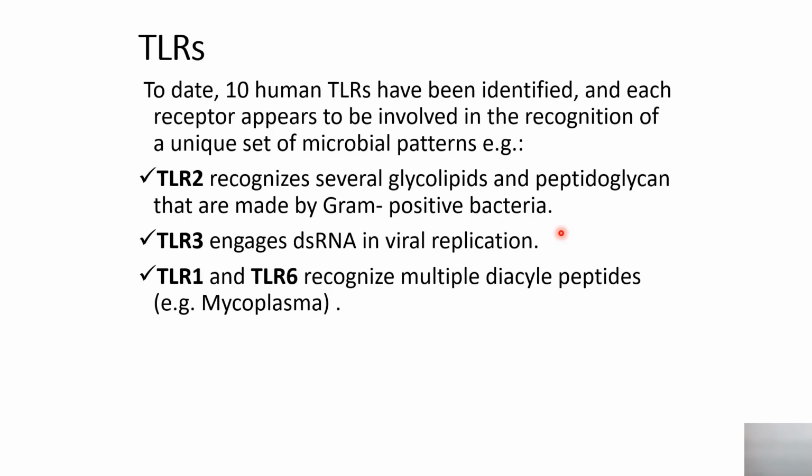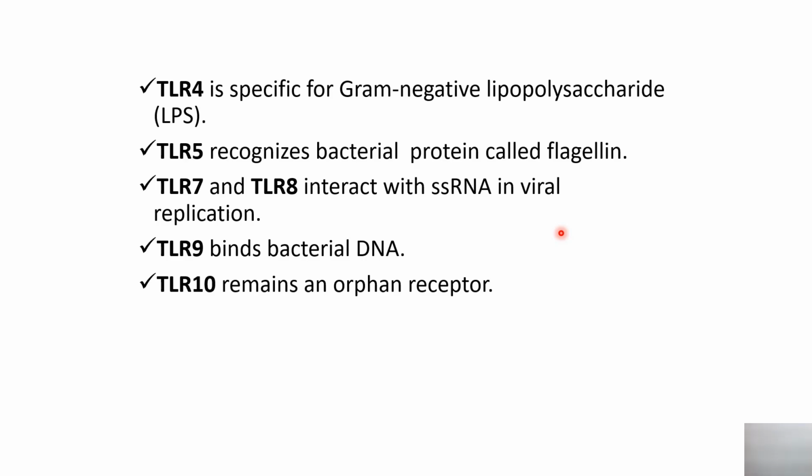For example, TLR2 recognizes several glycolipids and peptidoglycan that are made by gram-positive bacteria. TLR3 engages double-stranded RNA in viral replication. TLR1 and 6 recognize multiple diacyl peptides, for example, as we see in mycoplasma. TLR4 is specific for gram-negative lipopolysaccharide, LPS. TLR5 recognizes the bacterial protein called flagellin. TLR7 and TLR8 interact with single-stranded RNA in viral replication. TLR9 binds to bacterial DNA, and TLR10 remains basically an orphan receptor.